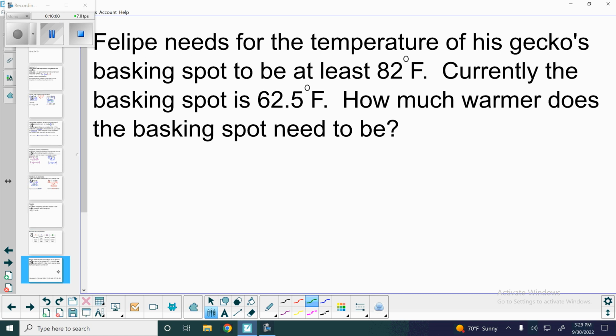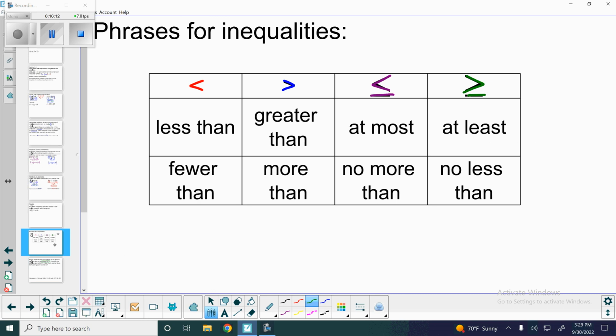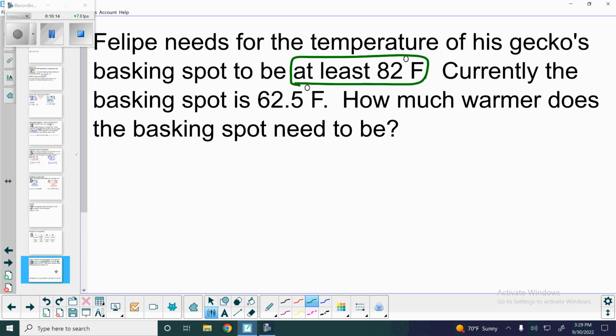The last thing we're going to look at here is a word problem. It says Felipe needs the temperature of his gecko's basking spot to be at least 82 degrees. So that at least, if you go back and look here, meant that it was greater than or equal to. So I'm just going to make a note of that here. Currently the basking spot is 62.5. How much warmer does the basking spot need to be?